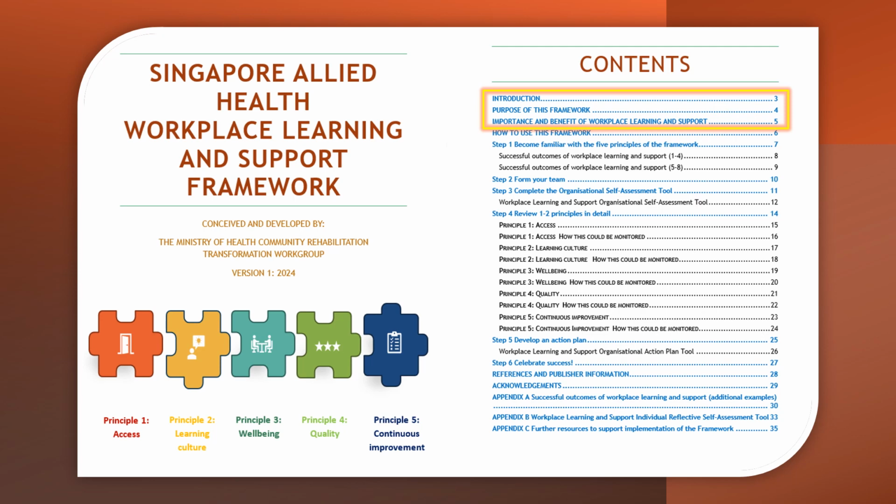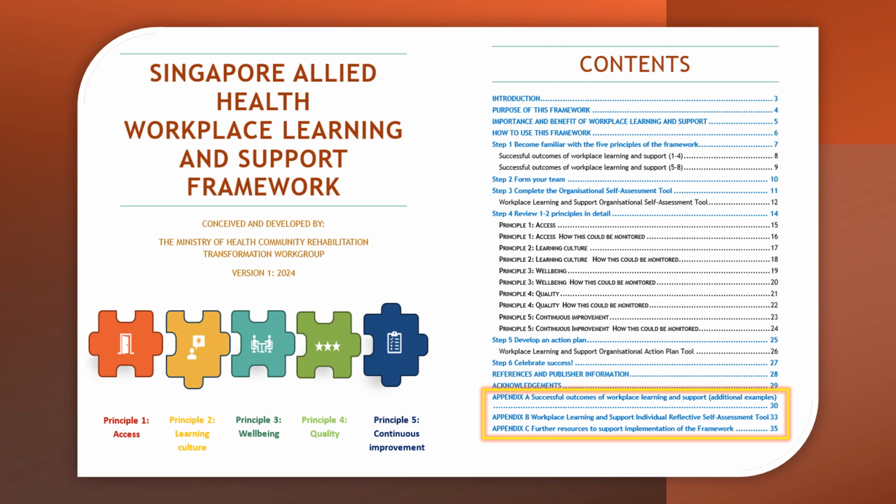The next section really just goes through the 6 steps of implementation, and it actually outlines the principles in detail. Each of the principles is going to be explained, as well as giving you lots of examples around those principles. We then have the references, acknowledgements, as well as 3 different appendices, and these go through some of the successful outcomes of workplace learning and support. Again, there are some additional examples that you might want to measure your organization against.